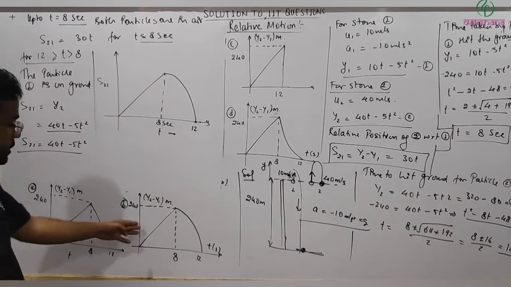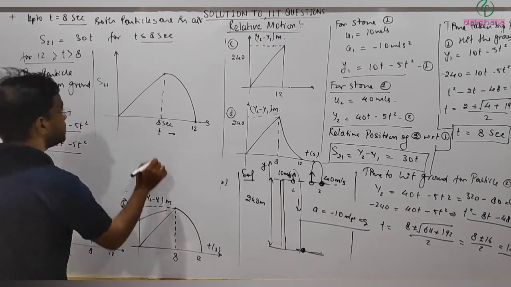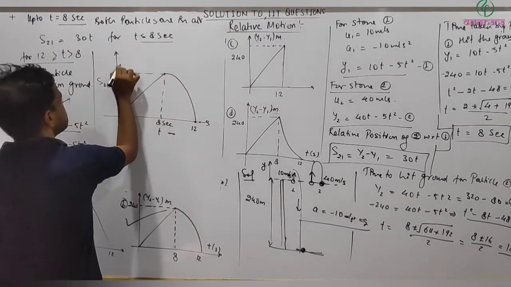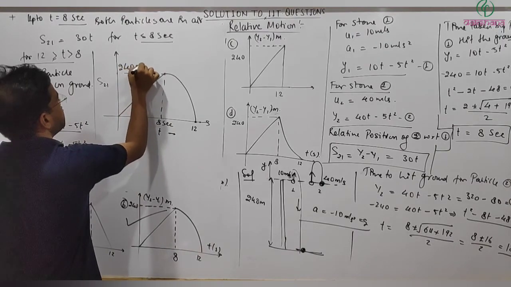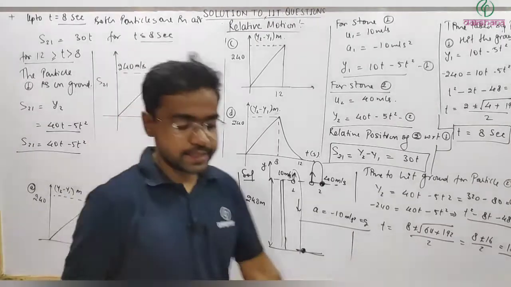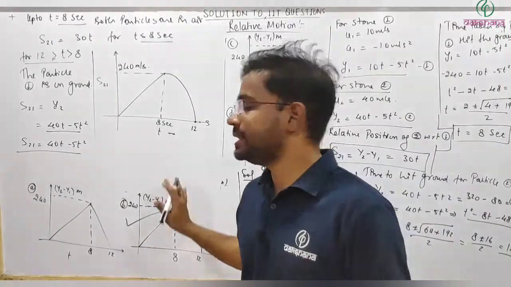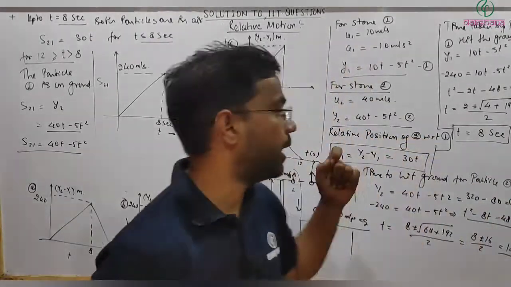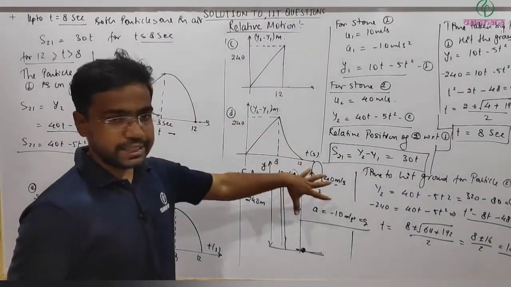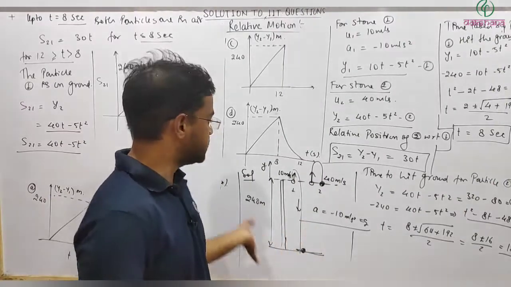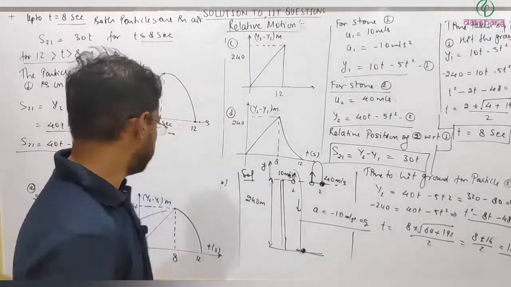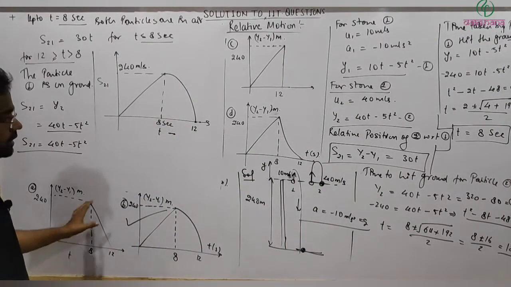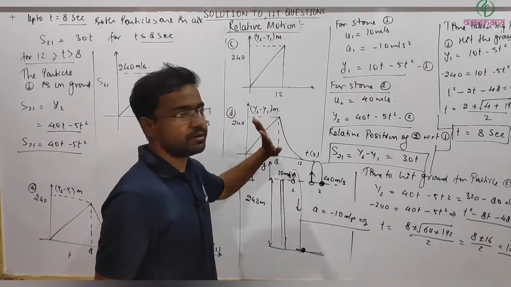So definitely this is our correct option, and the maximum separation we can also write is 240 meter per second. I am trying to explain everything in detail. In the exam you can just look for the possibly correct option. Up to here all graphs are the same.